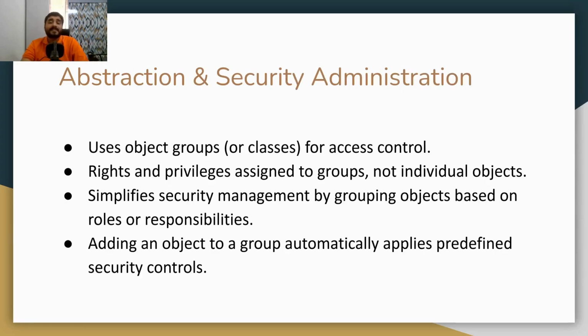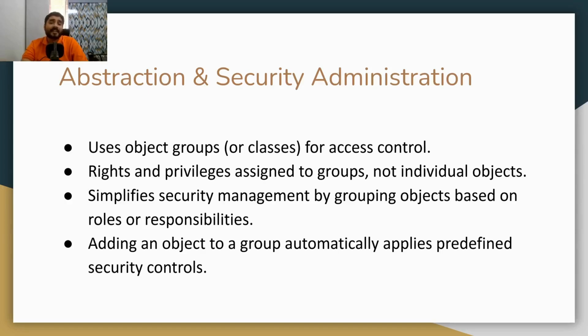So how abstraction supports security administration is that it groups users, objects or classes for better access control. If you want to apply better access control for a broader category of similar objects or classes, abstraction is the first and foremost important thing. The rights and privileges assigned to groups are not merely applied to an individual object or class, right? So when you do something in the broader sense, abstraction is the best thing if you want to apply rights and privileges.